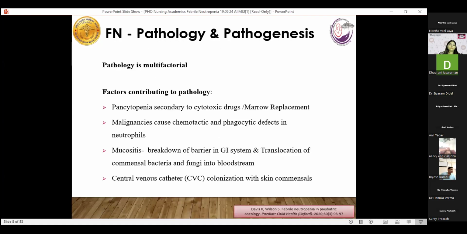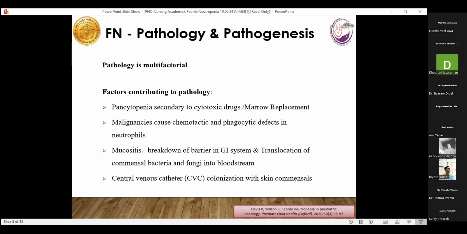So continuing with the factors that contribute to pathology. First one was pancytopenia, secondary to cytotoxic drugs or marrow replacement by the leukemic cells. Second is malignancies. They themselves cause chemotactic and phagocytic defects in neutrophils. Next is mucositis. That can be secondary to the chemotherapy that we are giving. It will lead to breakdown of the barrier in the GI system, which will eventually cause translocation of commensal bacteria and fungi into the bloodstream, which will lead to sepsis.